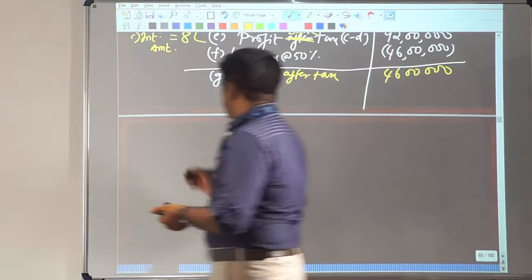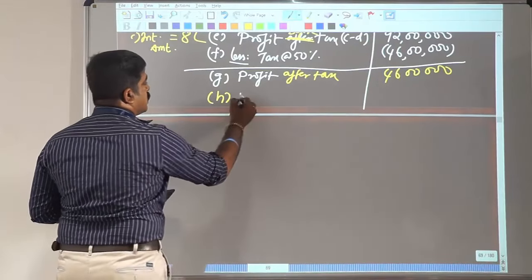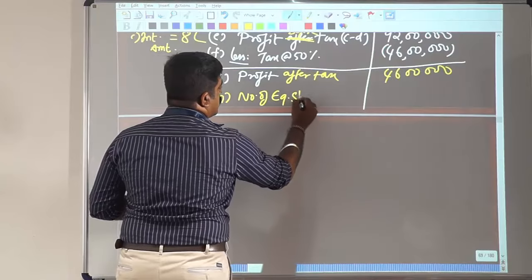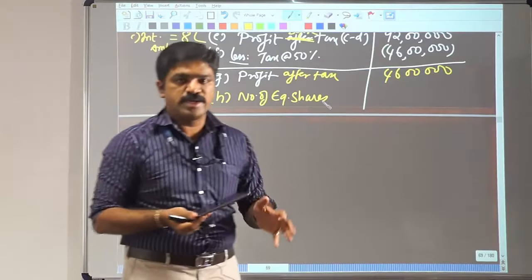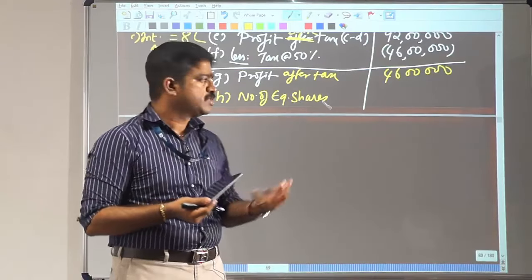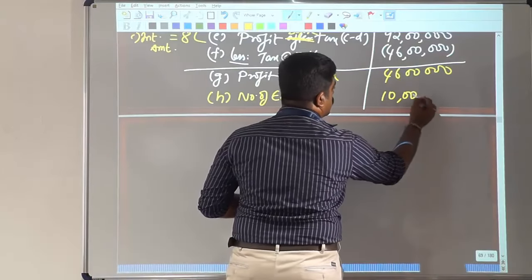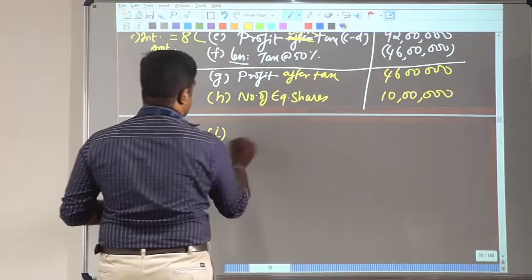Yeah. So here what I'll do, I'll divide it by the number of shares. Number of equity shares. See, when you go for the debt option, you are not raising any equity. So they already have 10 lakh shares and the 10 lakh will continue, right? So the number of equity shares is 10 lakh. So what's going to be the EPS?